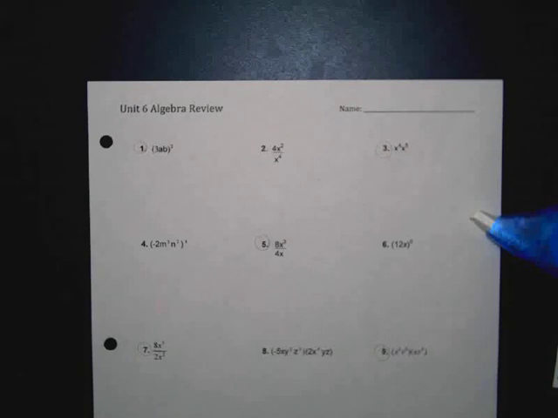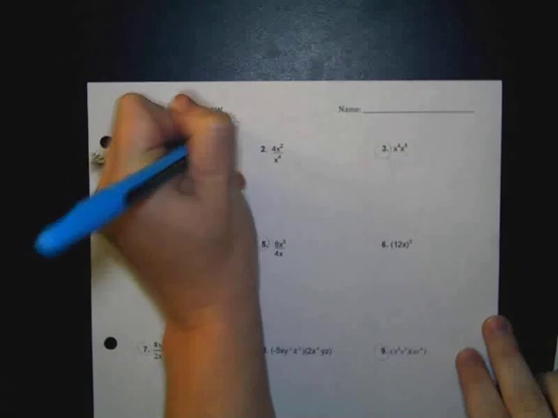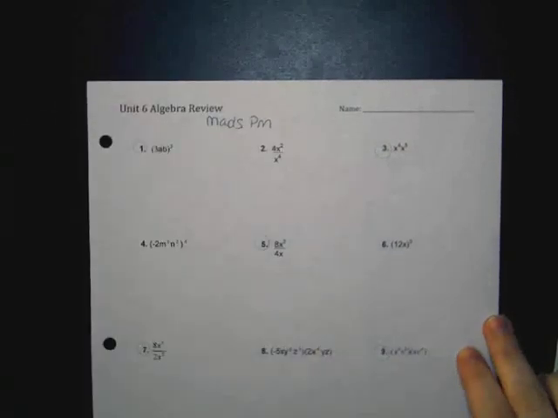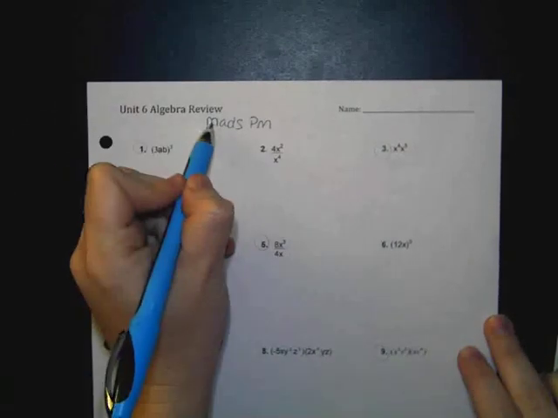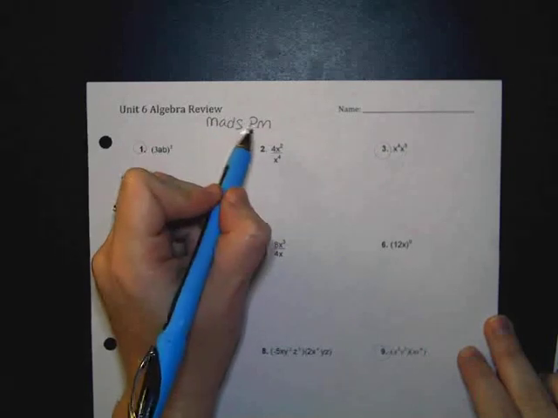All right, you guys, this is the Unit 6 Algebra review. I'm going to work through the odds only to help you get the idea of it. When you are combining same bases with different exponents, we like to use MADS PM, where the M, the D, and the P are the properties that are happening in the problem.